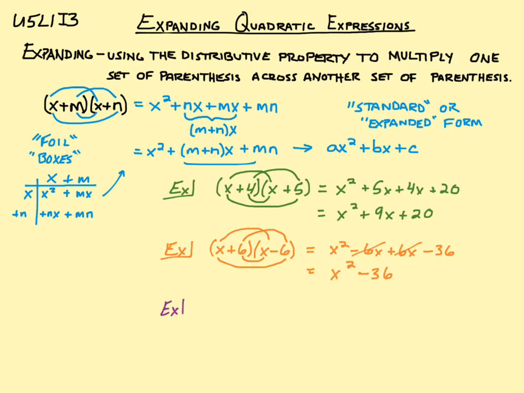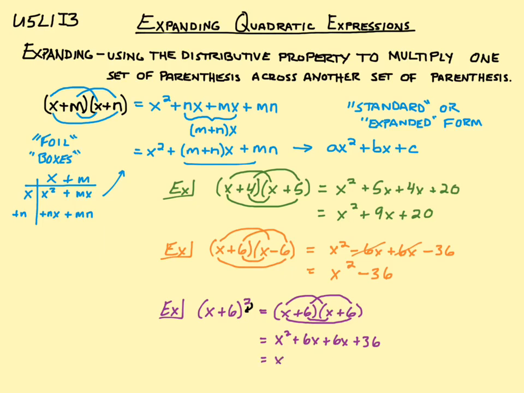Okay, so one more example: x plus 6 squared. Now, what this means is this squared is going with the parentheses. So that means that we have to take x plus 6 times x plus 6. So we have to multiply that set of parentheses by itself. So we're still going to do our x times our x and get our x squared, our x times a positive 6, and our 6 times our x, and our positive 6 times our positive 6, and we end up with x squared plus 12x plus 36 after we simplify everything.